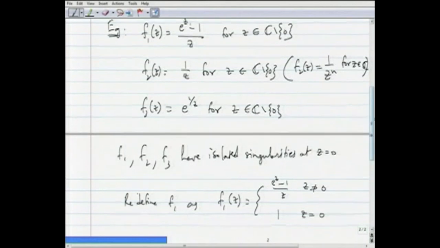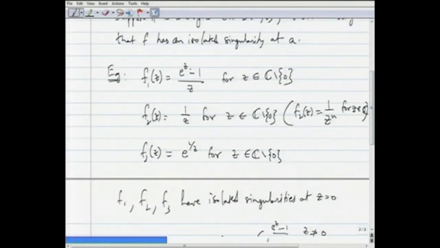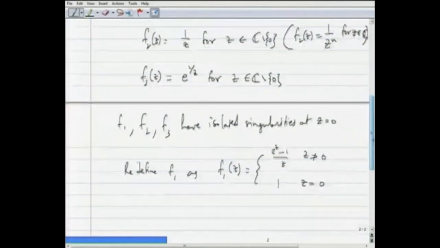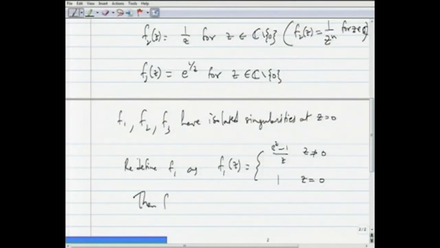Okay. So, since we know that the limit as z goes to 0 of this quantity (e power z minus 1) by z is actually equal to 1. Okay. So, that limit is 1. So, if we redefine f 1 to be 1 at 0, okay, then f 1 is actually analytic. One can check f 1 is analytic on the whole of the complex plane. So, we have in effect removed the singularity at 0 by redefining f 1 at 0 itself to be 1, which is the limiting value of the definition of f 1 in a neighborhood.